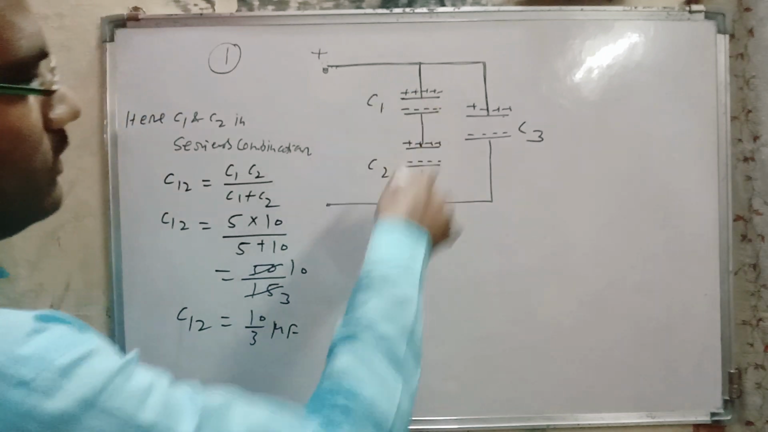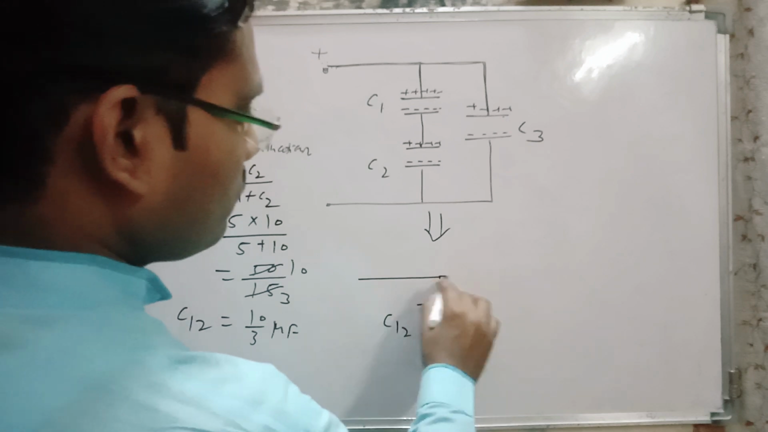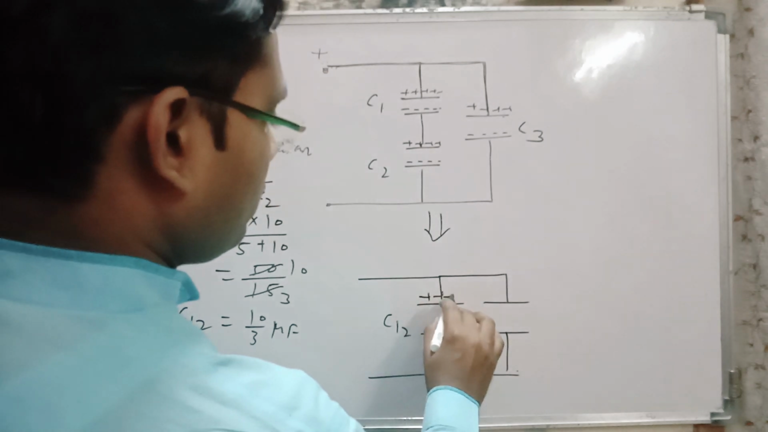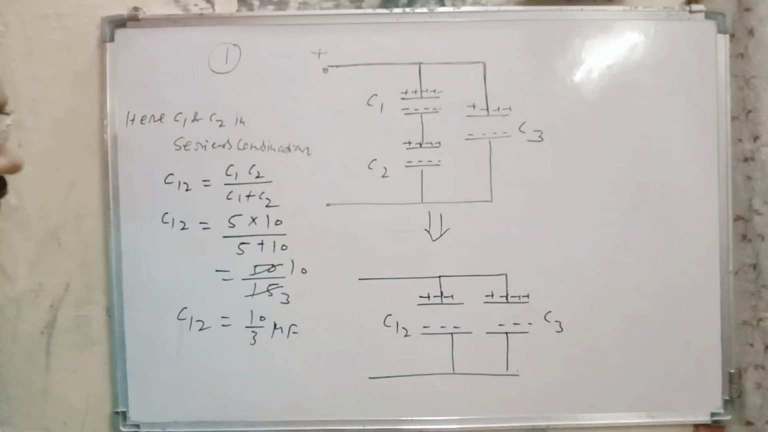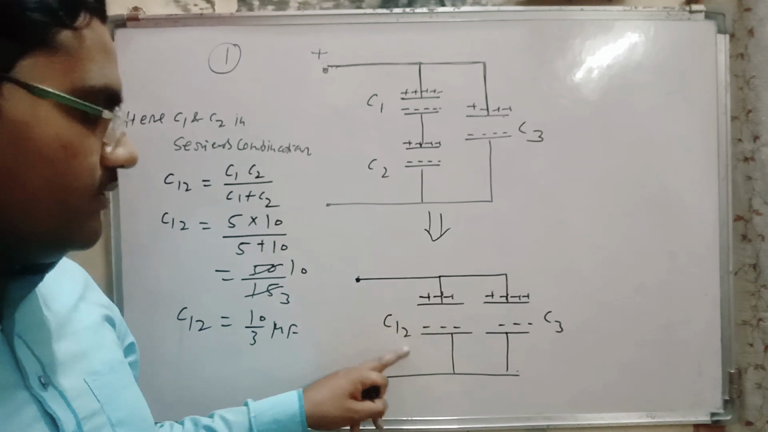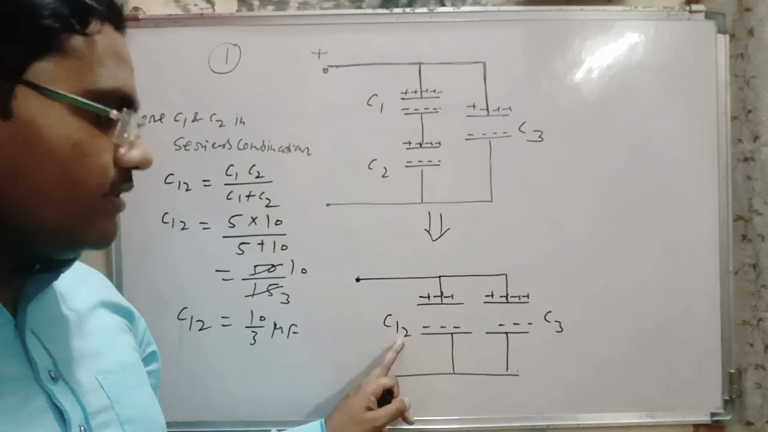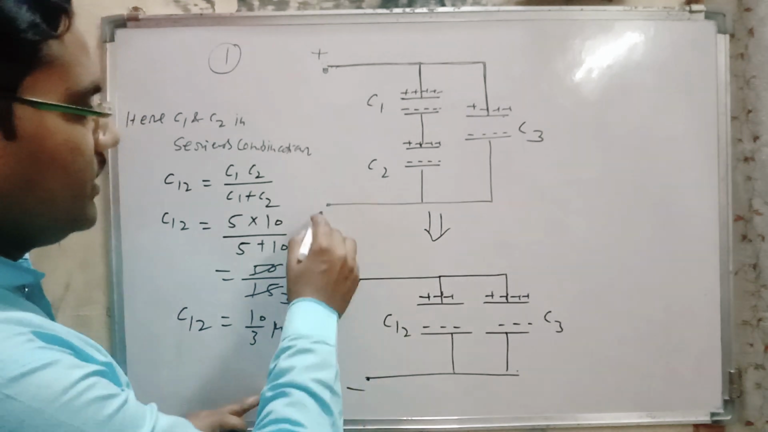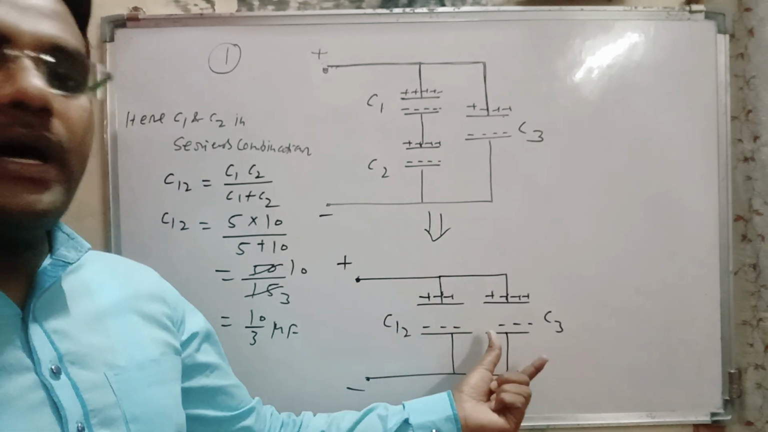Now this network converts like this. This becomes C12 and this capacitor is C3. This one is the positive, this one is the positive, this one is the negative, this one is the negative. That means positive plates of capacitor C12 and C3 connect at a point, and negative plates of capacitor C12 and C3 connect at a second point. Then here we find C12 and C3 in parallel combination.